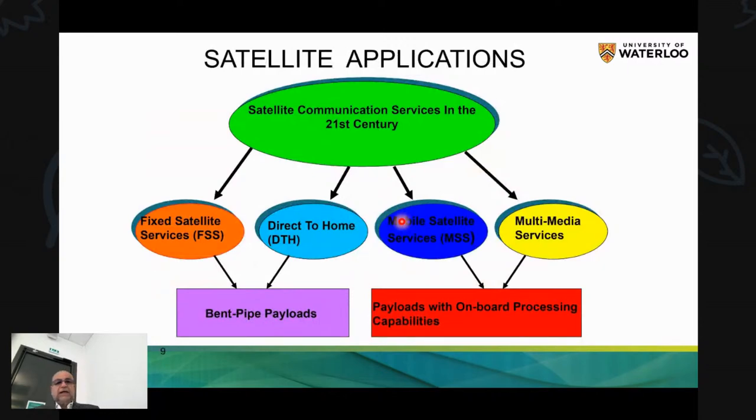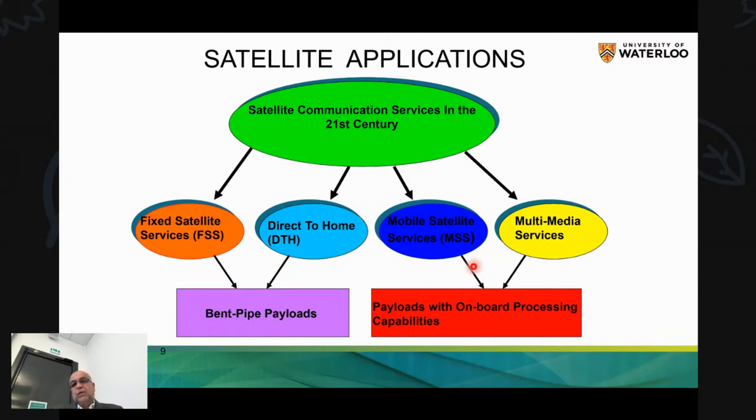For satellite applications, things have changed a lot over the past 23 years, but this is just to highlight the overall categories. There are many, many new things coming nowadays. So typically you have what we call the bent pipe payload. These act like a repeater: you get a signal or beam from the ground, you amplify it and you distribute it. This is the case for fixed satellite systems or direct to home, which does not exist much anymore.